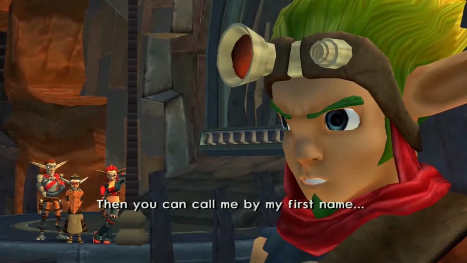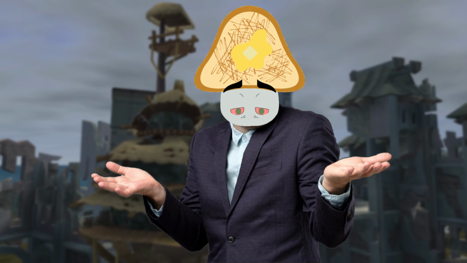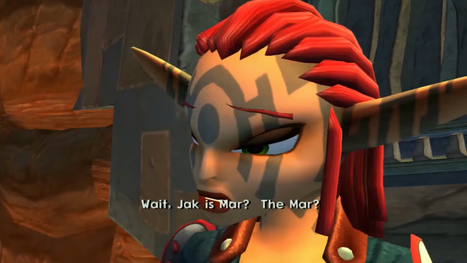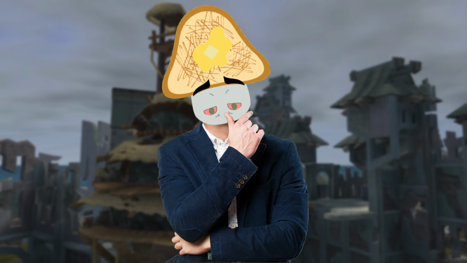Jak is also originally named Mar, which we find out at the end of the third game. This then led to the line that most fans point to, which has confused everyone for the longest time. "Wait, Jak is Mar? The Mar?" There are also some cut scenes in the script for Jak 2 that have been released, but I will not be taking these into account because it is not a direct confirmation since the scene was cut and it's therefore unofficial. Otherwise, when looking in game, there are roughly 3 streams of thought when it comes to how Jak can be Mar.